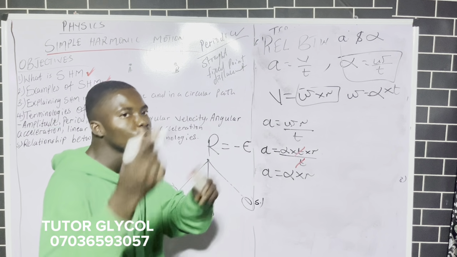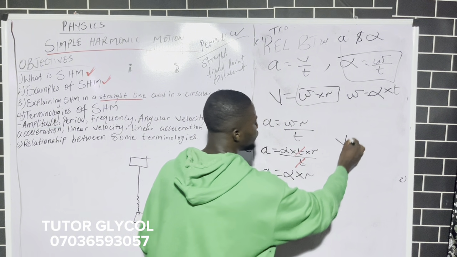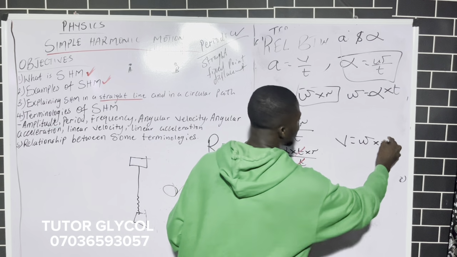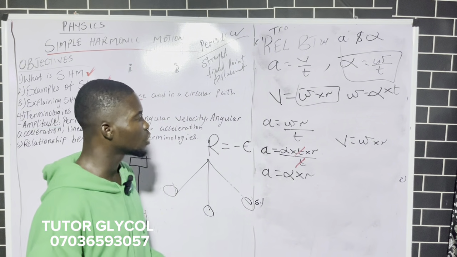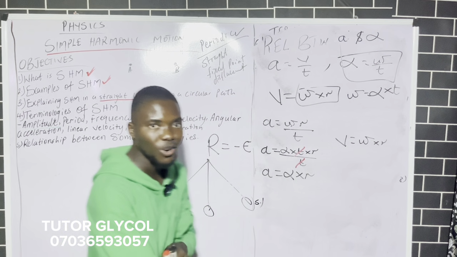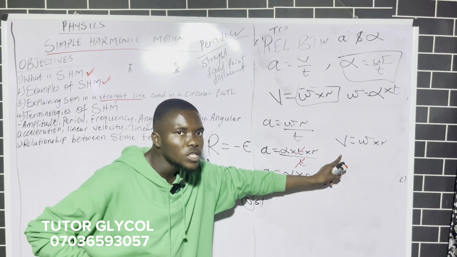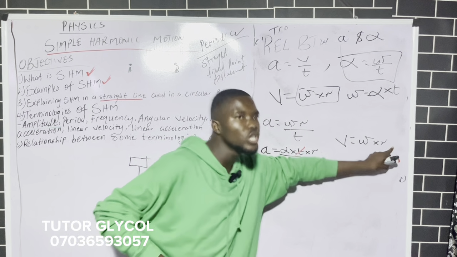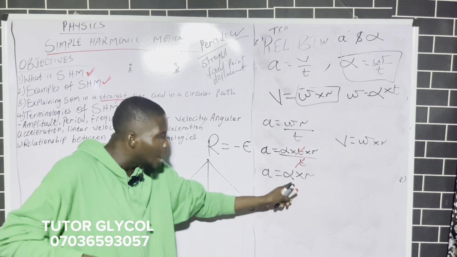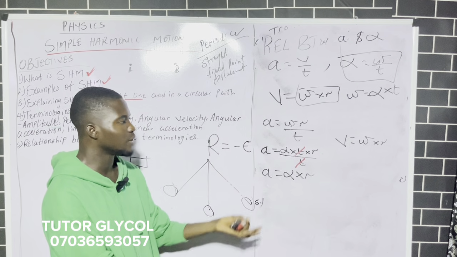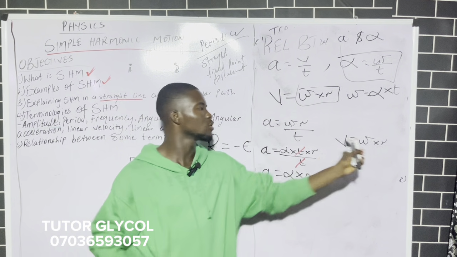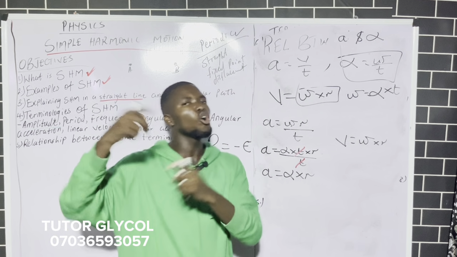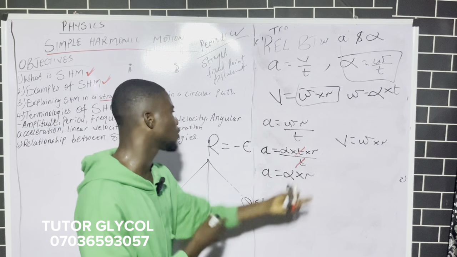Now just to make you know something, what do we have here? V is equal to, from what we got that time. You can see the relationship. You can see that they are almost similar. You don't need to cram. Look: linear velocity is equal to angular velocity times radius. Linear acceleration is equal to angular acceleration times radius. Anything different? So anytime you remember the velocity formula, then you know that the acceleration one is almost the same type. It's just for me to put acceleration.